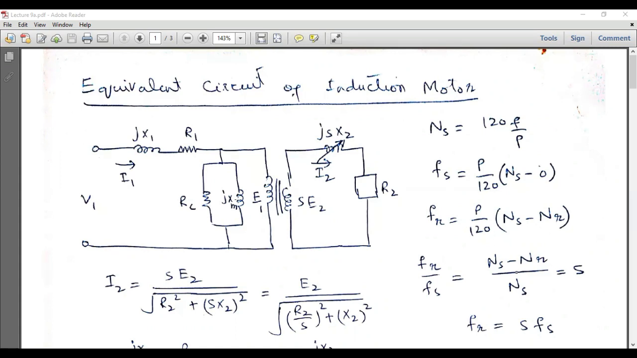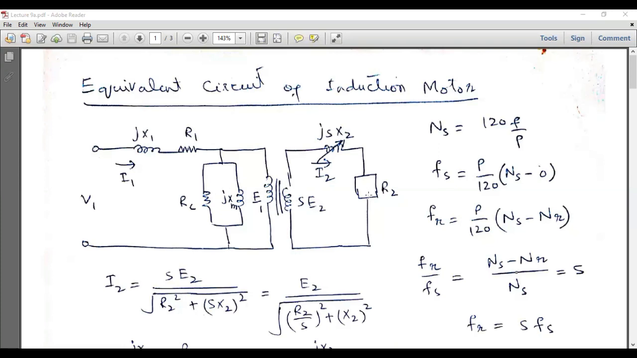This Rc and this jXm correspond to the magnetizing inductance and the resistance which is associated with the eddy current losses. So these are the induced EMFs across the stator side and the rotor side. This is the rotor winding leakage reactance, and this is the rotor winding resistance R2.